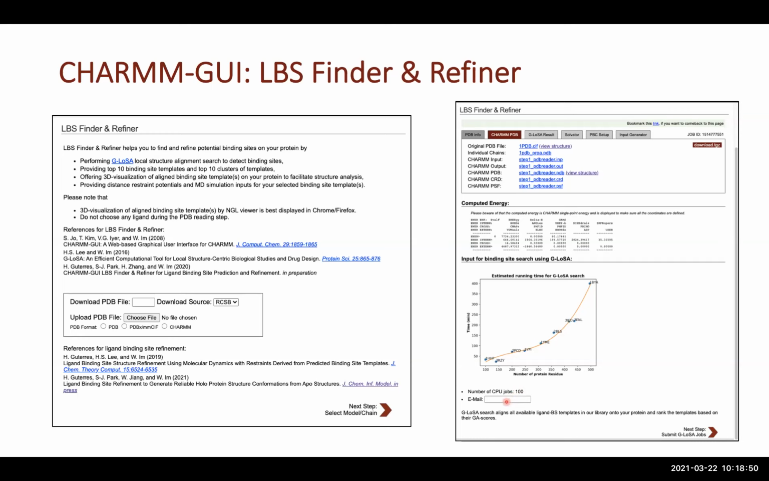You can add your email address in this box to be notified when the job is done. And also, you can retrieve your job through this job ID number, which is a unique number for every job you submit through CHARMM-GUI, and can be retrieved using the job retriever.